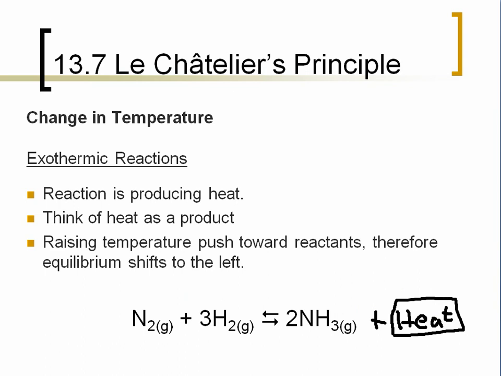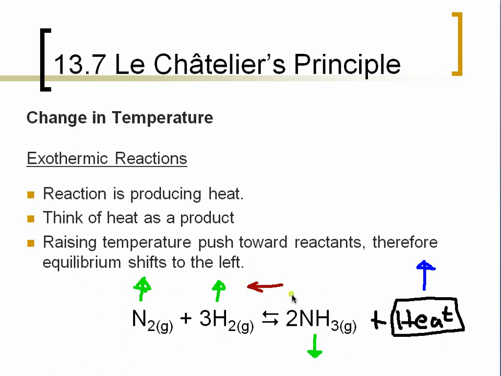So for example, here it says think of heat as a product. Raising the temperature pushes towards reactants, therefore equilibrium shifts to the left. So if I have this in a big vessel and I increase the temperature, this is what I'm messing around with. Then, just like concentrations, my equilibrium will shift to the left to compensate. My N2 concentration will increase, my H2 concentration will increase, and my NH3 concentration will decrease because my equilibrium is shifting to the left.